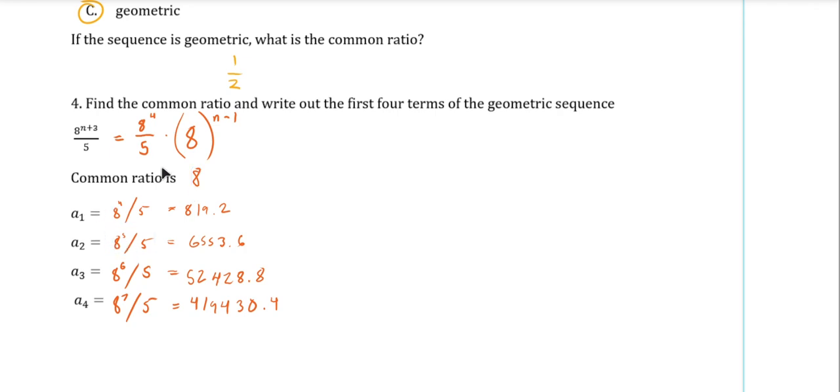If we just plug in some values of n here, or into here, either one, what we'll wind up with is 8 to the 4 over 5, 8 to the 5 over 5, 8 to the 6 over 5, 8 to the 7 over 5, and so on. And that's just these decimal expressions here.